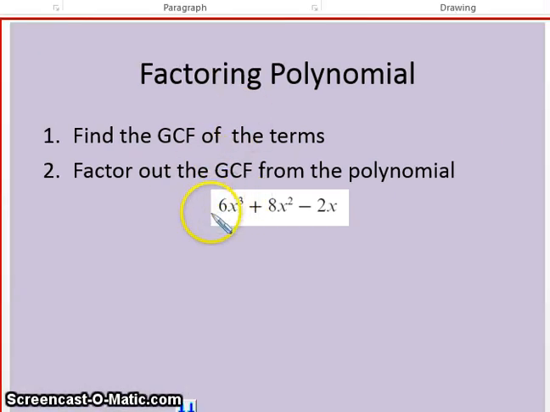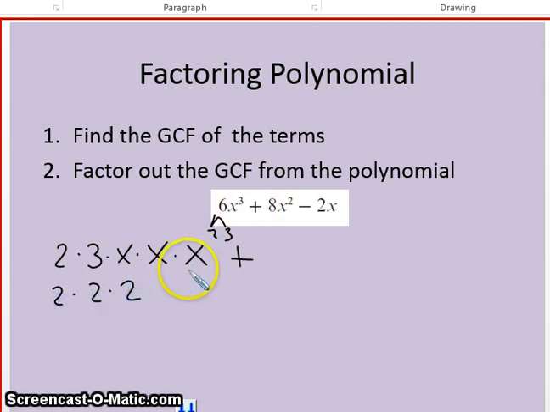I'm going to find all the factors of 6x to the 3rd. So 6 would be 2 times 3. So that would be 2 times 3 times x to the 3rd, or 3 x's. Plus, now my next term is 8x squared, and I've already factored 8 several times. It's 2 times 2 times 2. And then x squared is x times x, minus 2x, and my only factors there are 2 and an x.